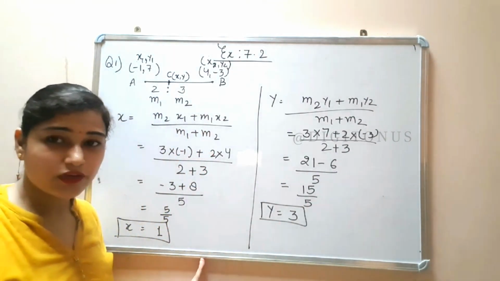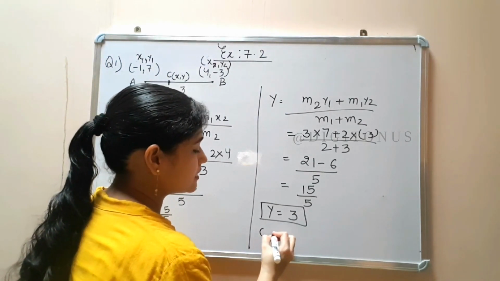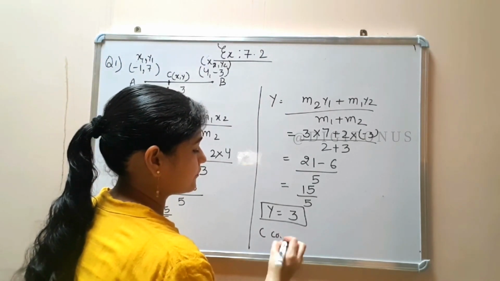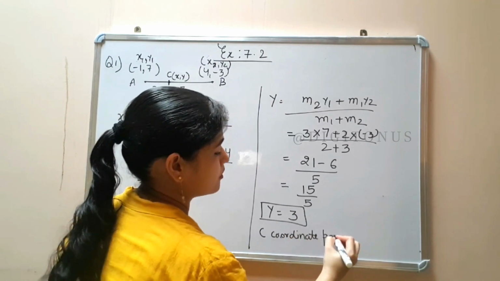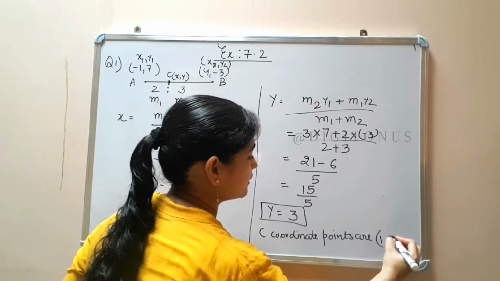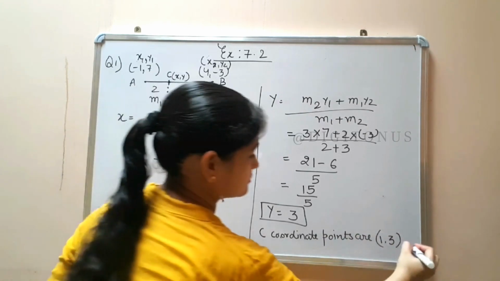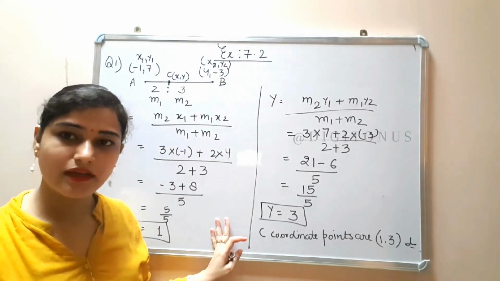So like this you will not just tell the answer, you will write: C coordinate points are 1 and 3, answer. Is it clear? In this question we needed to apply the direct formula.